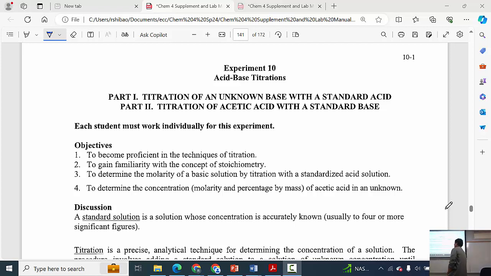All right, so for this particular experiment, we're going to be reacting a base with an acid. So let's take a look at part 1, titration of an unknown base. The base is not unknown. We know what the base is. The base is sodium hydroxide. And what you're going to do is bring this flask, which is your 250 milliliter Florence flask, which is the round one.